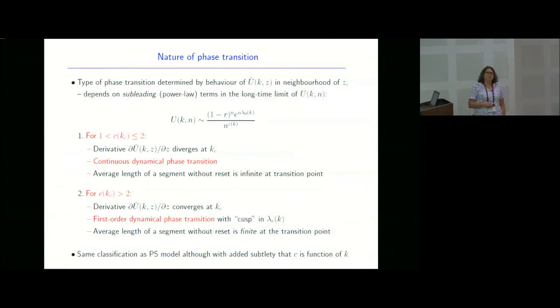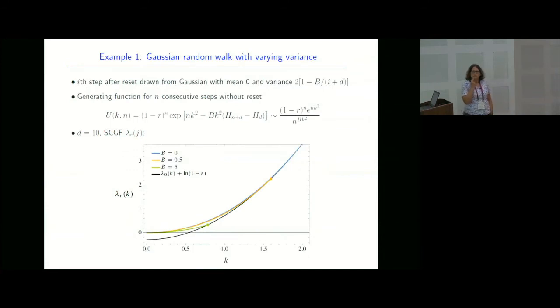So let's see how that works for a couple of examples. So the first example is a very easy example. Let's take a random walk in which at every time step the particle does a step drawn from a Gaussian distribution, always with mean 0, so it's symmetric, but with a variance which depends on the number of steps since the last reset. And I take this form here. Then you can show that the generating function for n steps without reset, this U thing, has this form. You can show that exactly very easily where these are harmonic numbers.